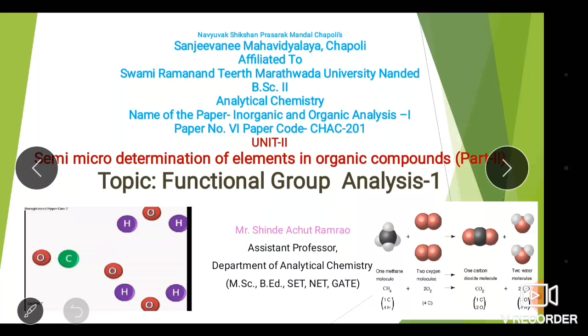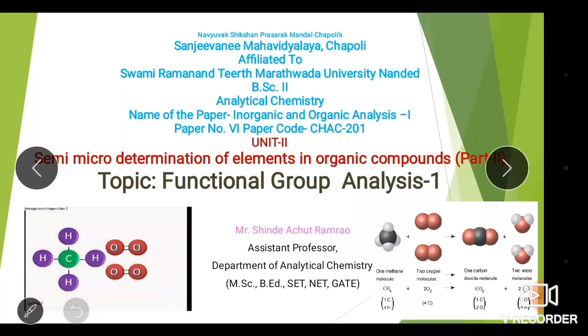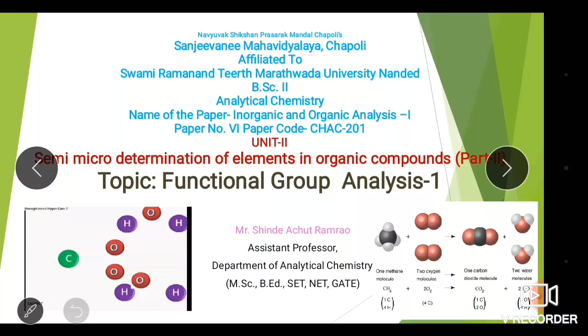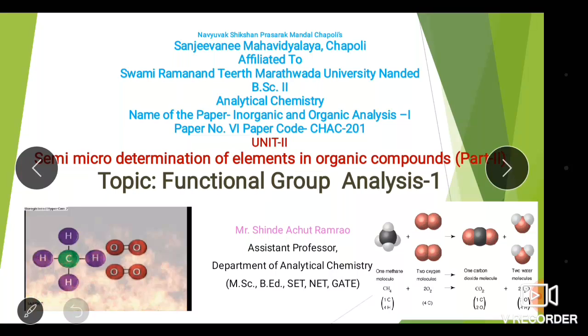Second year Analytical Chemistry. In the last lecture we learned about the semi-macro determination of nitrogen, hydrogen, carbon, sulfur and halogens in the first part. In the second part of this semi-macro determination of elements in organic compounds, we are going to estimate the functional group, that is functional group analysis. Let's begin with the functional group analysis.